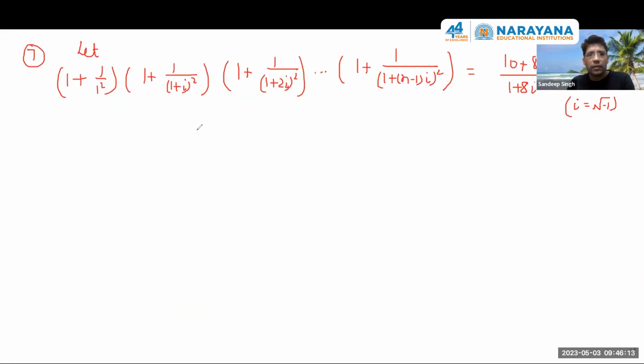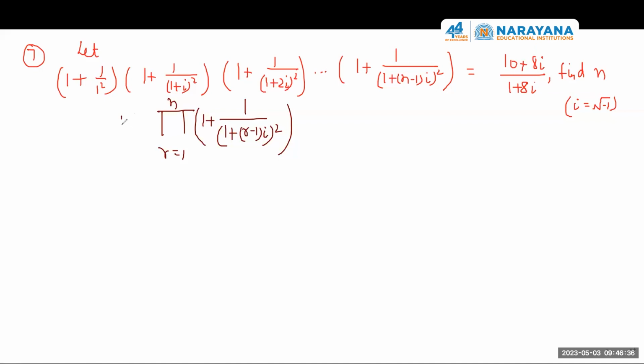What is the general term basically? Can you tell me? This is the product of 1 upon how much? 1 plus r minus 1 into iota whole square, 1 plus, and r from 1 to n. Yes, this is your sum, right? Or in fact the product P of n. Achha, P of n equal to this.